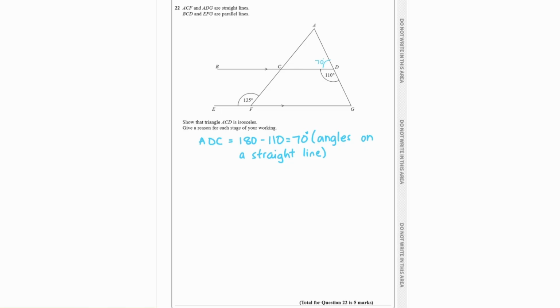We can then see that BC and EF are parallel, and because we have this line cutting through them, we can see that BCA is also going to be 125 degrees because it is a corresponding angle with EFC. We can label that onto the diagram as well. And we can then see that angle DCA can be found by doing 180 take away 125, because that is also a straight line, and that gives 55 degrees.